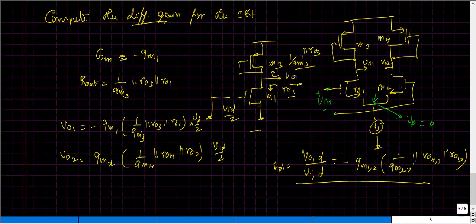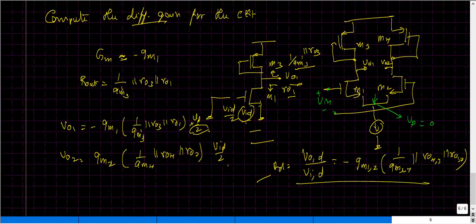Clearly the result indicates that once one of the half circuits is drawn, we can find the gain just by applying, instead of VID by 2, just VID and then directly get this result. So I have no need of considering this half here and then going back to the next terminal and considering the next half and doing all these things. Just by applying VID instead of VID by 2 to half of the circuit, I directly compute the value. The value would be the same.